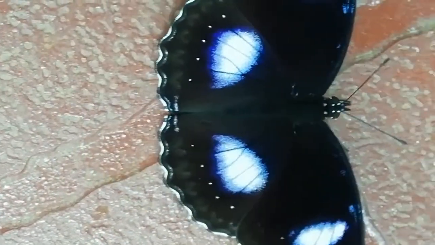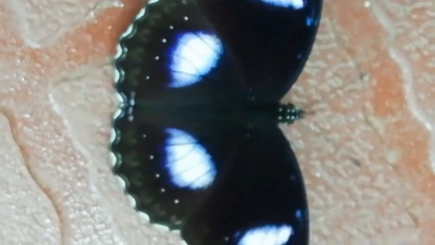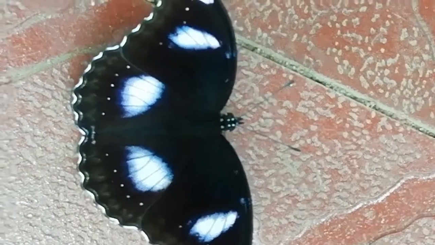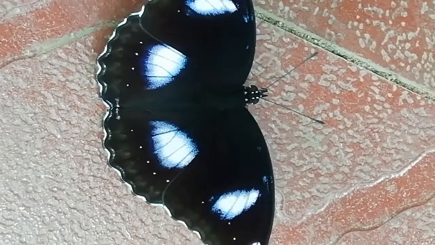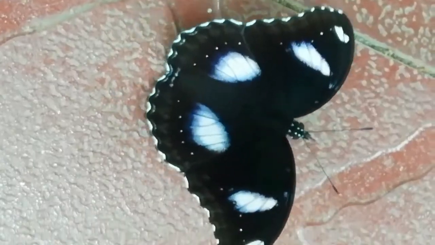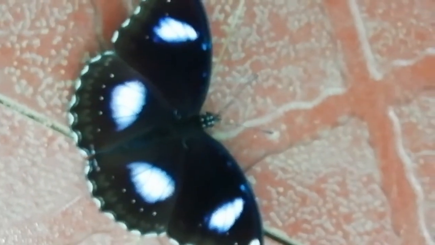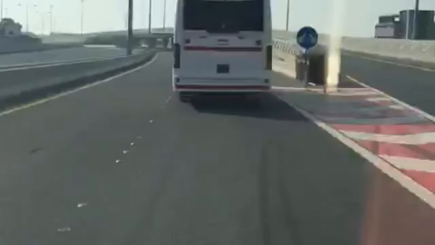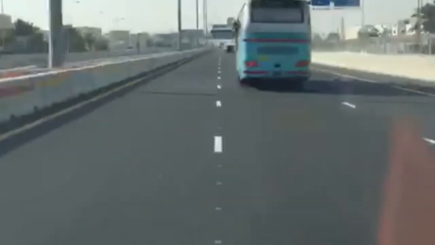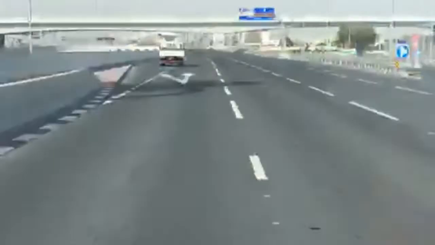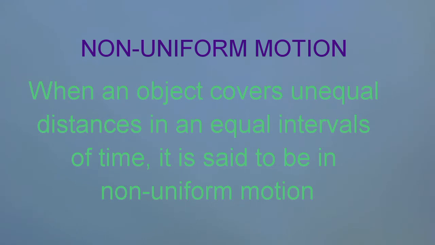Observe the movement of this beautiful butterfly. It moves forward and stops there and again starts moving. Its movement is not same as the previous situations. It does not cover an equal distance in an equal interval of time. Vehicles moving through a busy road cover unequal distance in an equal interval of time, or the distance they cover in each time interval is different. The butterfly and the vehicles in the above examples are in non-uniform motion.